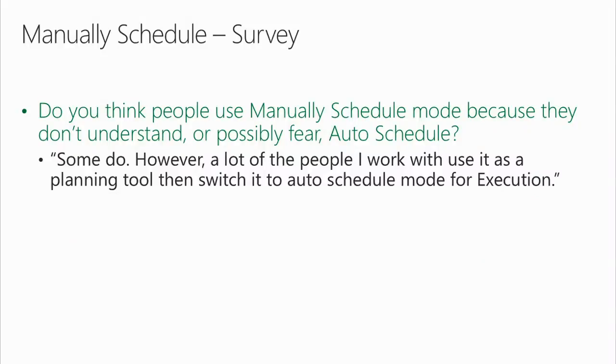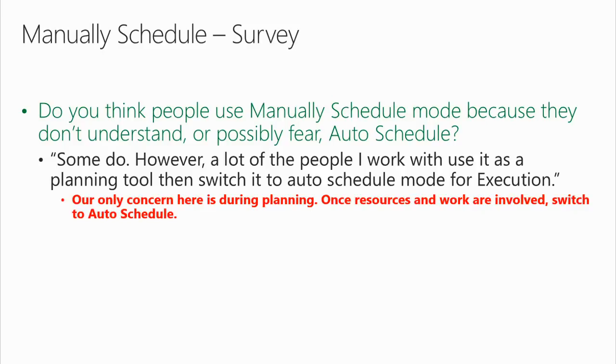"However, a lot of people I work with use it as a planning tool, then switch it to auto-schedule mode for execution." Our only concern here is during planning. Once resources and work are involved, switch to auto-schedule. We like the part about switching for execution. I see no reason in execution to be in manually scheduled mode. If you're worried about dates changing, change your task type to fixed duration, but remember, there is no such thing as fixed dates in Microsoft Project. It does not exist.